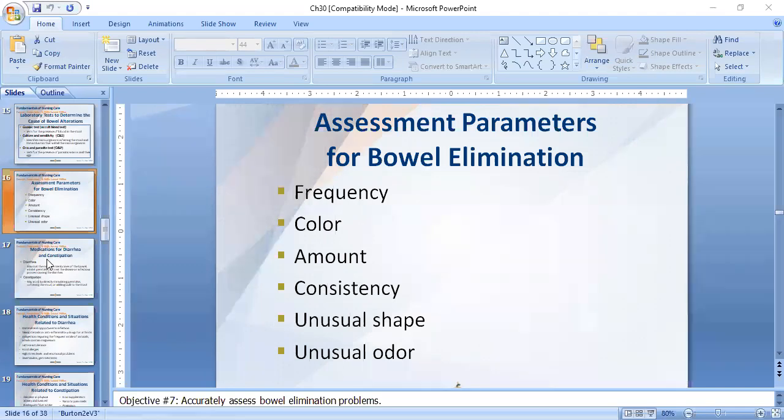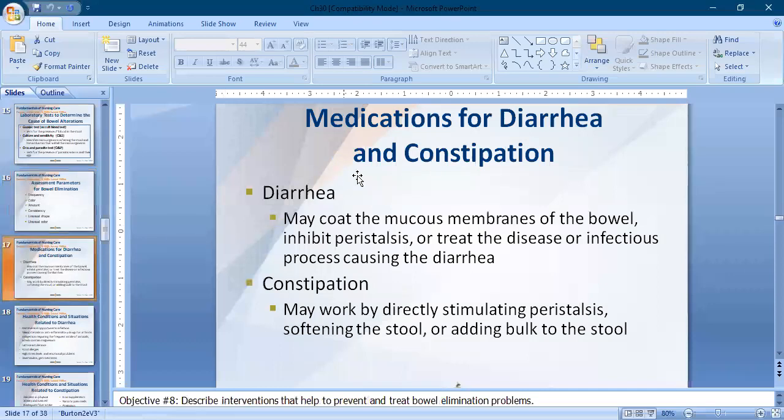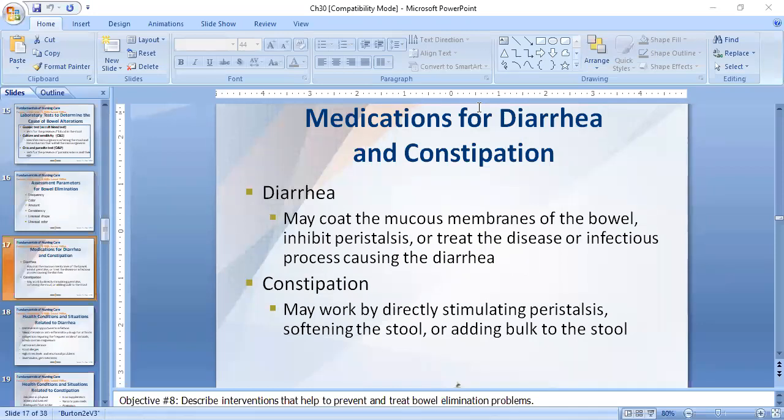Then we have to ask, what are the medications for diarrhea? These may coat the mucous membrane of the bowel, inhibit peristalsis, or treat the disease or infectious process causing the diarrhea, right? As I told you, in the diarrhea patient, the most common complication is dehydration, which we have to know.